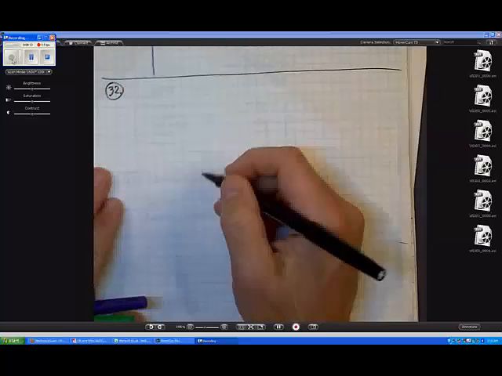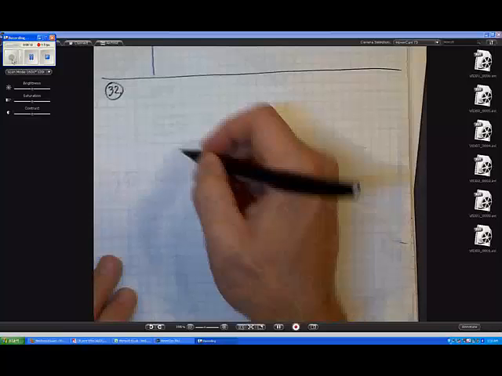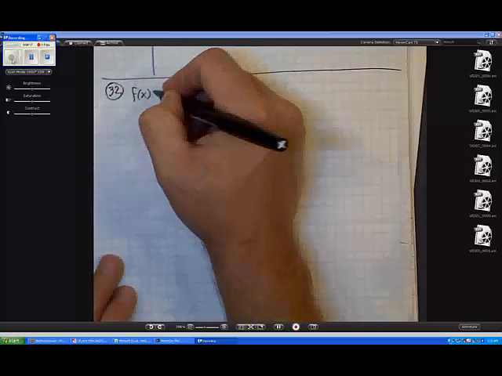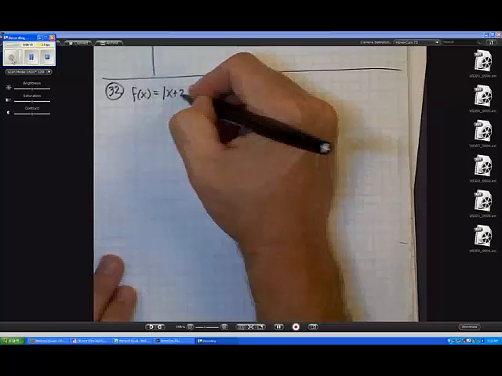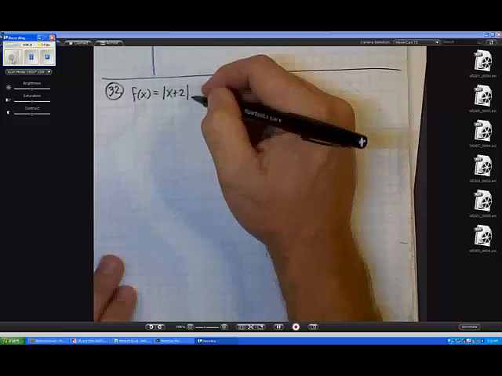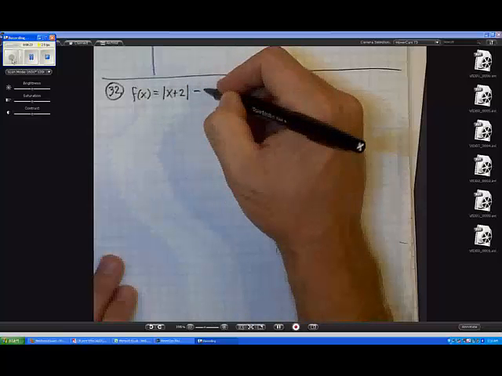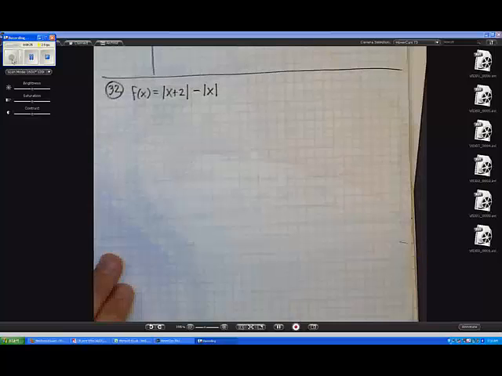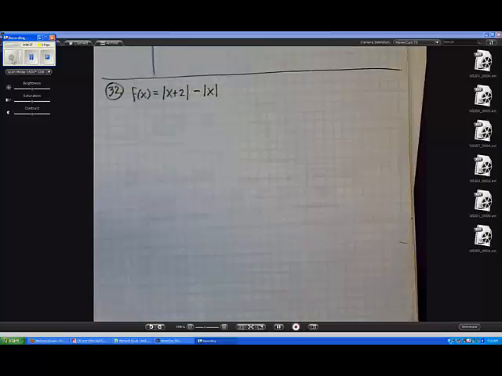we're going to try and graph this function. f of x equals absolute value of x plus 2 minus absolute value of x. And that's really, really challenging, because there's all kinds of absolute values, and there's all kinds of cases to take into account, right?